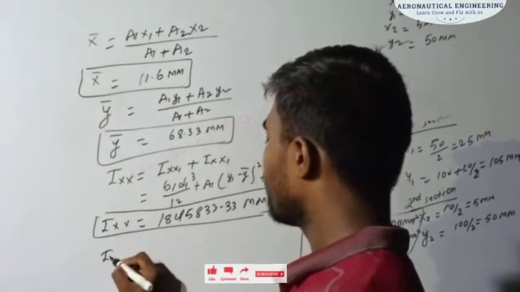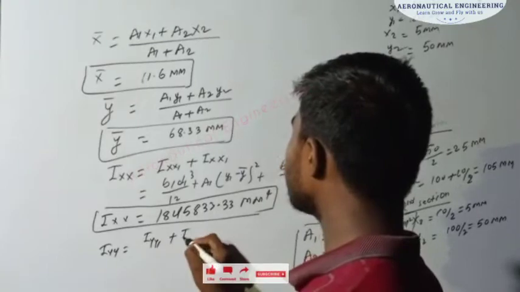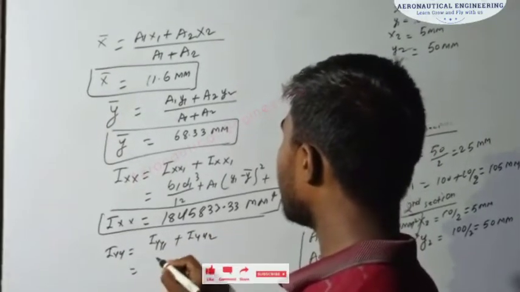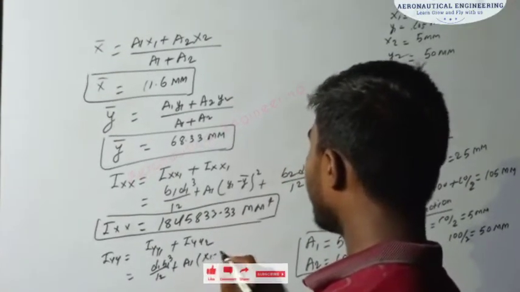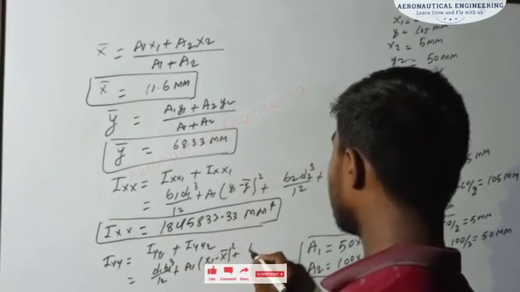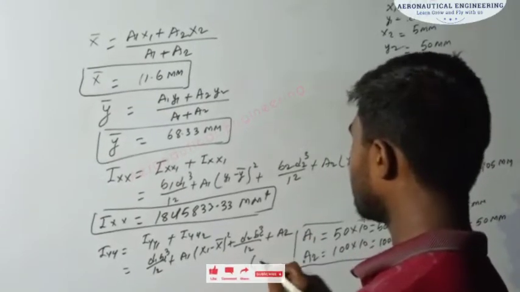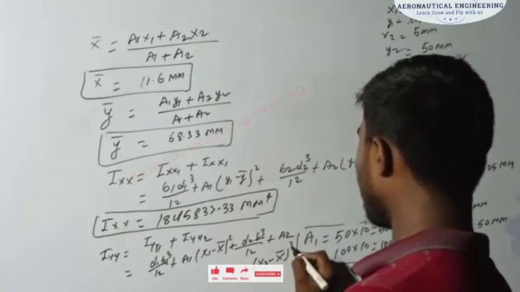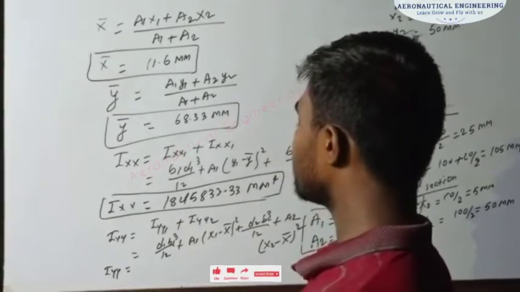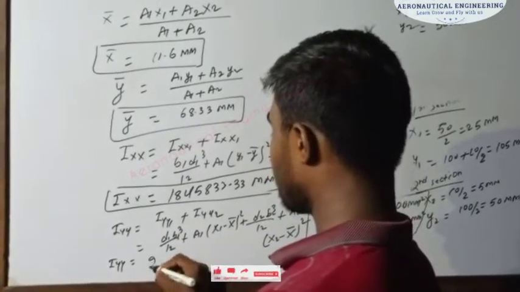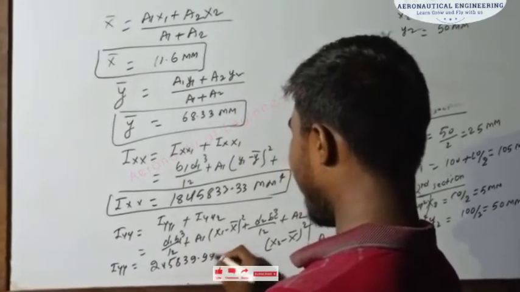Similarly, we find Iyy, the moment of inertia about the y-axis for the whole section. So Iyy1 plus Iyy2. We know that Iyy equals d1 b1 cube upon 12 plus A1 (x1 minus x bar) whole square, plus d2 b2 cube upon 12 plus A2 (x2 minus x bar) whole square. After calculating this, we get Iyy equal to 245839.99 mm to the power 4.